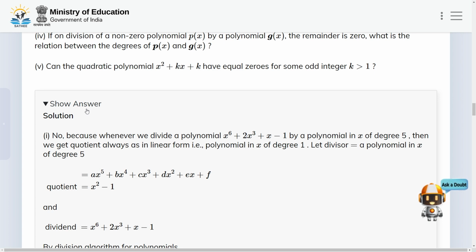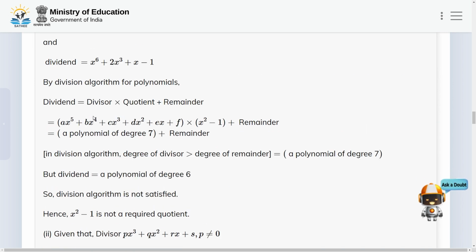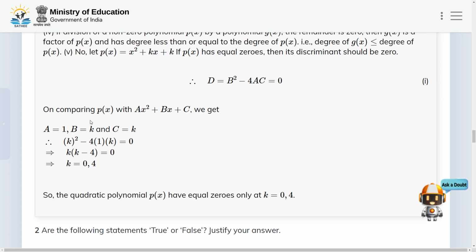Now let us move to the next one. Here we are asked: can the quadratic polynomial x square plus kx plus k have equal zeros for some odd integer k greater than 1? Okay, so let us see the answer.